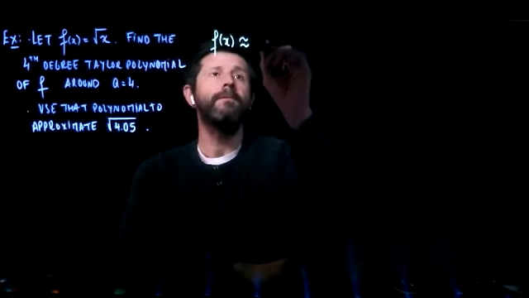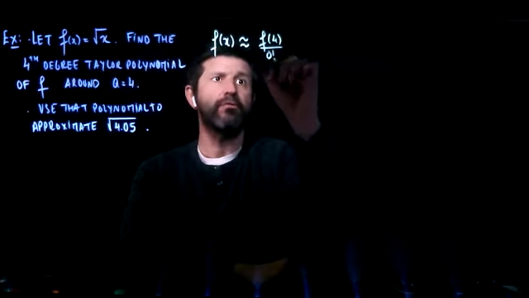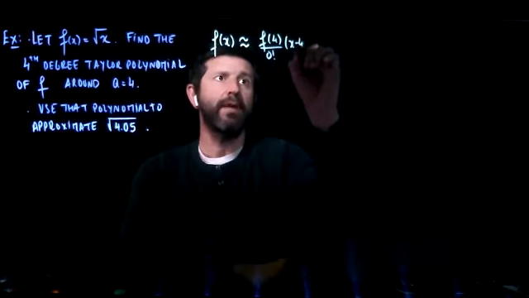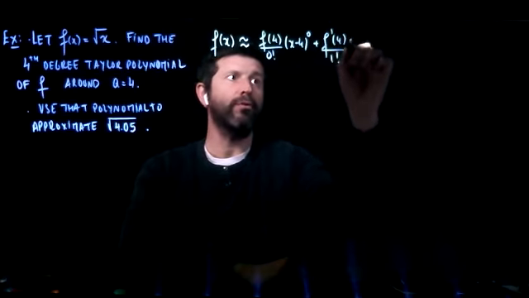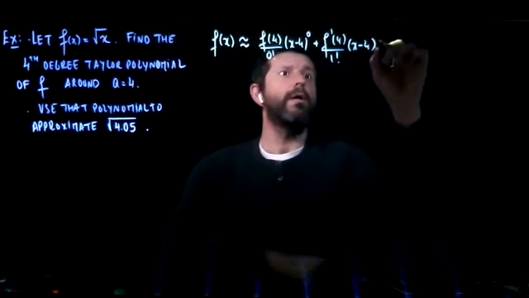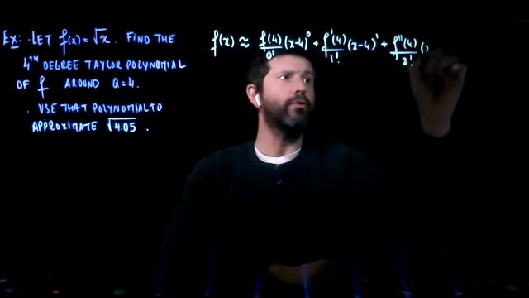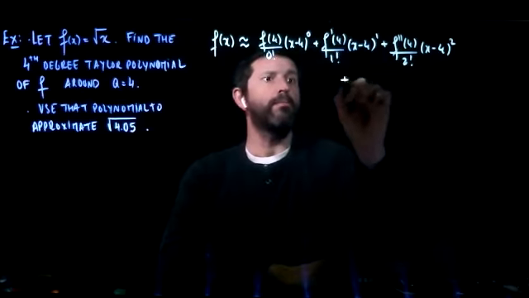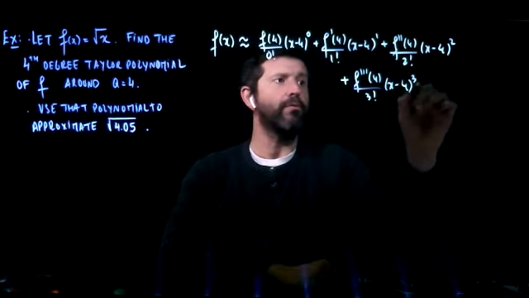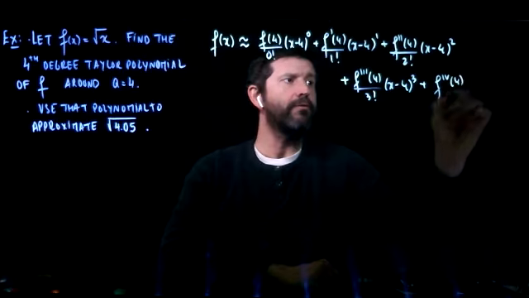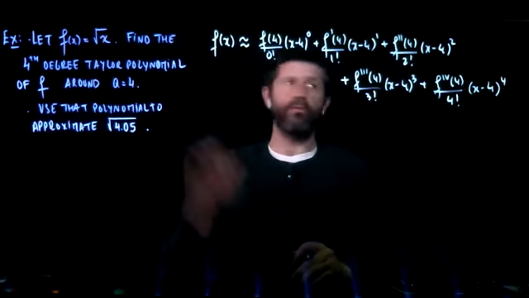the first will be f of 4 over 0 factorial times (x minus 4) to the power 0, plus f prime of 4 over 1 factorial times (x minus 4) to the power 1, plus f double prime of 4 over 2 factorial times (x minus 4) to the power 2, plus f triple prime of 4 over 3 factorial times (x minus 4) to the power 3, and plus the 4th derivative at 4 over 4 factorial times (x minus 4) to the power 4. And I'm stopping here because they tell me 4th degree.